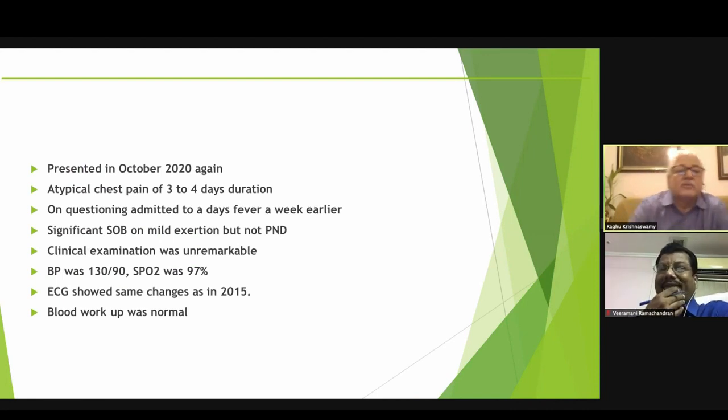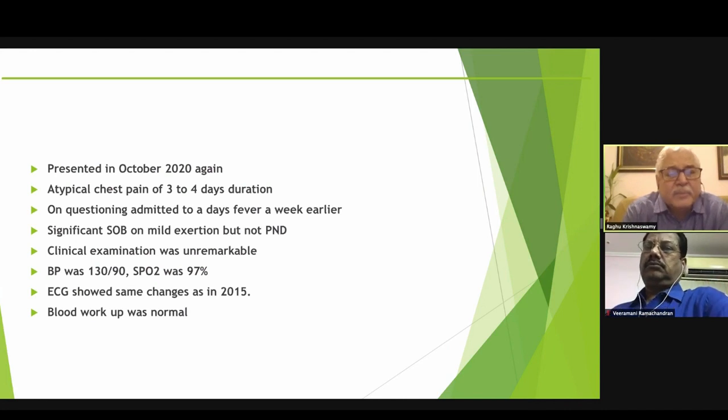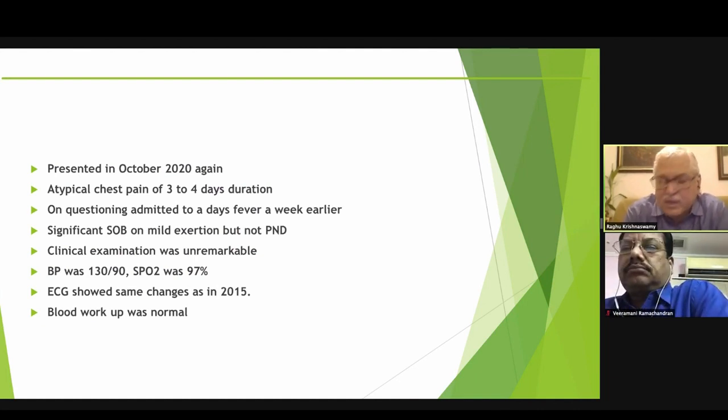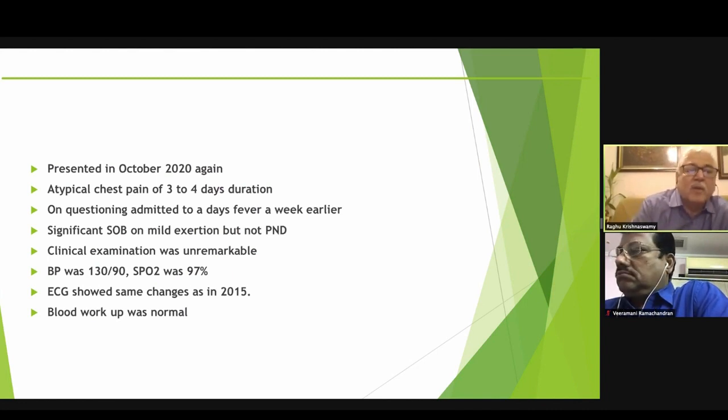He presented in October 2020 again with symptoms similar to atypical chest pain for 3 to 4 days duration. On questioning, he admitted that he had a transient fever a week earlier, but it lasted just a day and he did not give any importance to it. Then he started developing significant shortness of breath on mild exertion, but there was no history of PND. Clinical examination was quite unremarkable. His JVP was normal. His BP at that time was 130/90, and the SpO2 was 97. His ECG showed the same changes as in 2015, so I was convinced that there was no cardiac problem again. And his blood workup was quite normal.